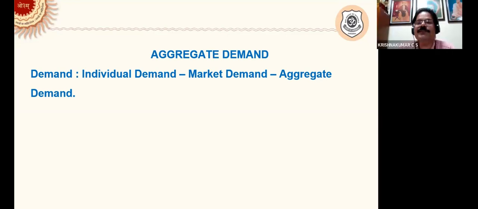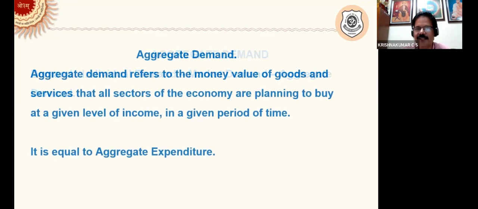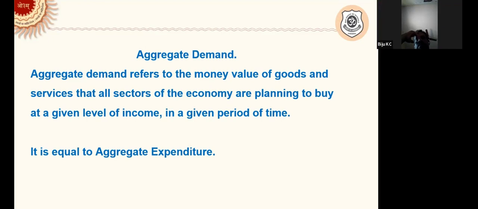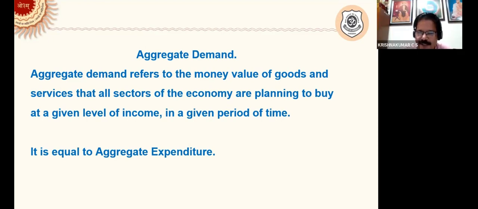Anyway, come back to the point. So start with individual demand, then go to market demand. These two concepts are known to your children. Then you can introduce aggregate demand. What is aggregate demand actually? It is the money value of all goods and services that all the sectors of the economy are planning to buy at a given level of income in a given period of time. This is aggregate demand. So what are the four sectors in an economy?